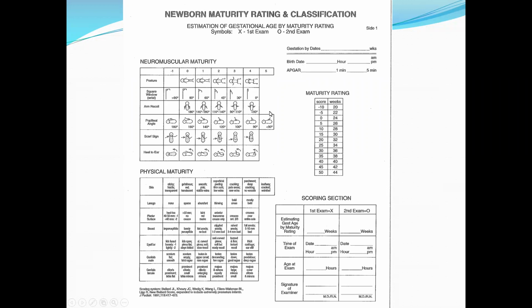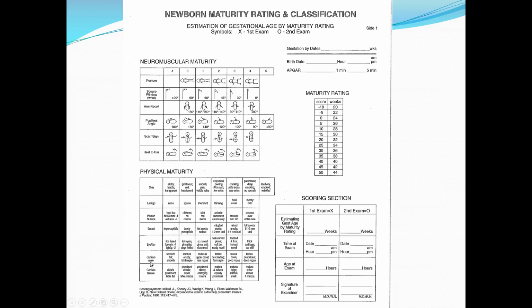They straighten out the arm and then let it recoil. If it recoils, that's considered good maturity. Then they look at the popliteal angle, so that's the knee and how flexed the knees are. The scarf sign, they take the arm and they pull it across the body. And then they take the foot and they touch it to the ear, which is easily done when they're really premature, but it's not easily done when they're mature. So you see at the top, there are boxes for scoring.